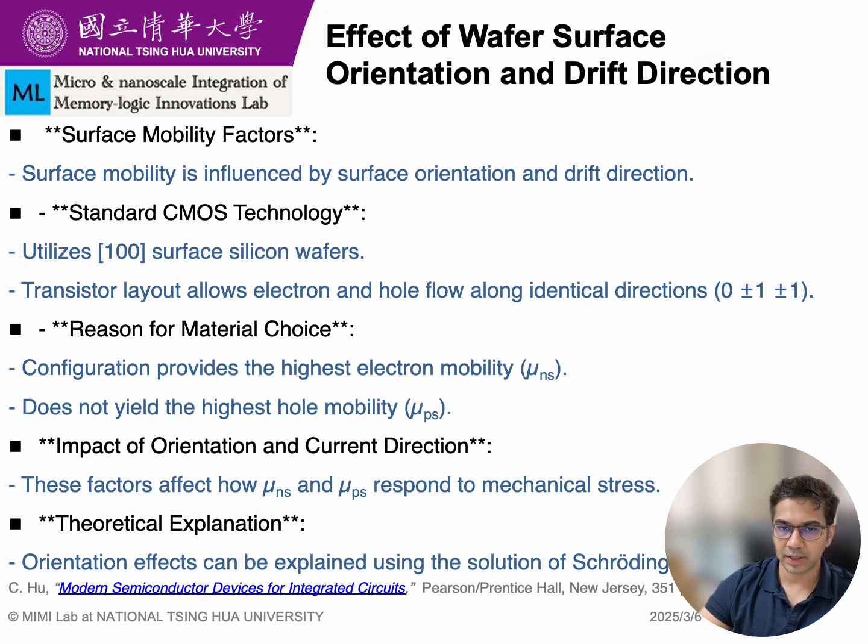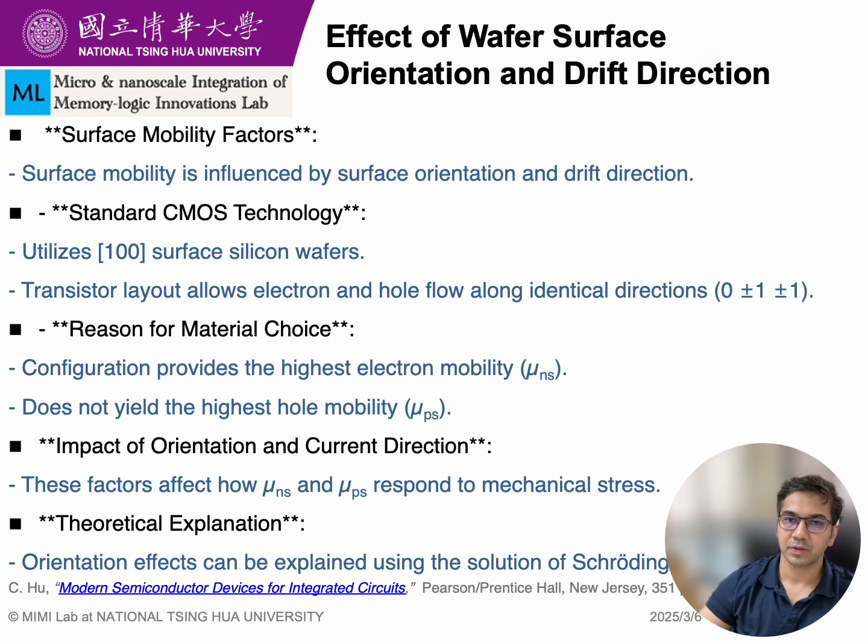So today, we are talking about the surface mobility, the ease with which electrons and holes move along this silicon surface, and what we have discovered is that the orientation of the surface and the direction of the movement of the electron make a huge difference.